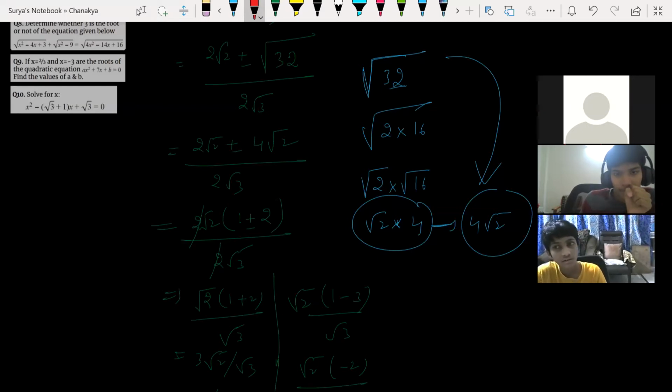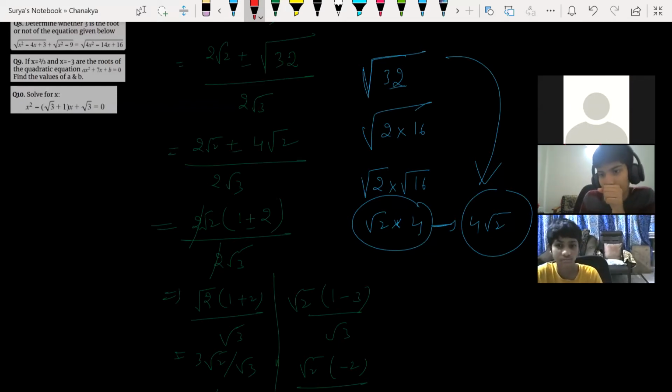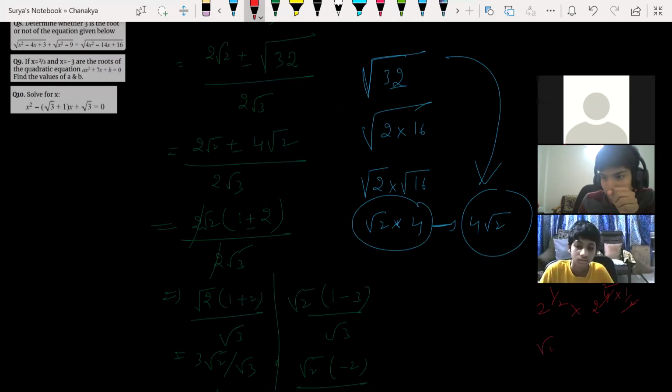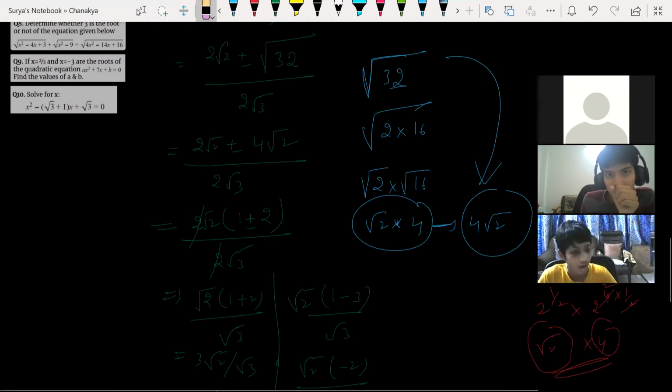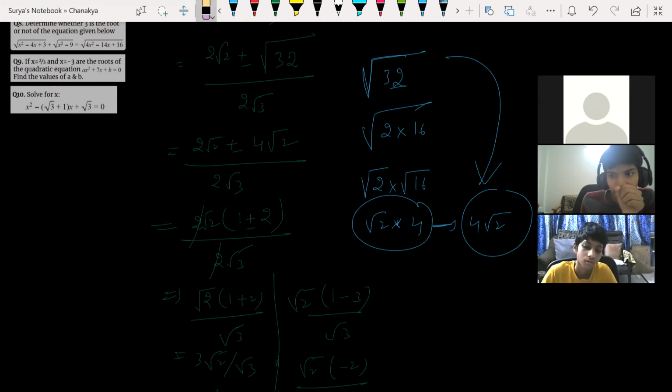You can write like this. Look at this here. 32 can be written as 2 into 16, whole power 1 by 2. This can be written as 2 power 1 by 2 into 16 power 1 by 2. Getting my point? 16 can be written as 2 power 4, so 2 power 4 into 1 by 2. 2 power 1 by 2 can be written as root 2. 2 square into root 2, so 4 root 2. Again, you are getting the same thing, no? Yes, sir, got it. You can calculate like that. But instead of going that way, you just calculate simply like this.